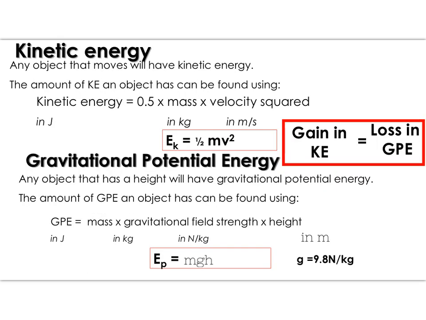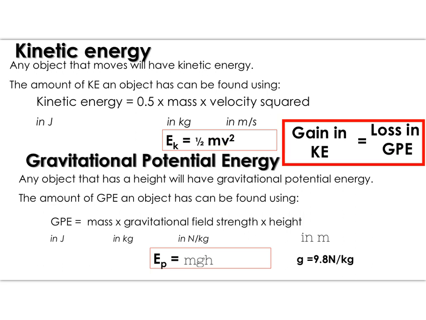We're now going to move on to two more equations that you need to know, which are kinetic energy and gravitational potential energy. Kinetic energy of an object is the energy an object has by virtue of its motion. The amount of kinetic energy an object has can be found using the equation kinetic energy is 0.5 times mass times velocity squared, where kinetic energy is measured in joules, mass is measured in kilograms, and velocity is measured in meters per second. You need to learn this equation, and remember that the symbol equation is given as kinetic energy, EK, equals a half mv squared.